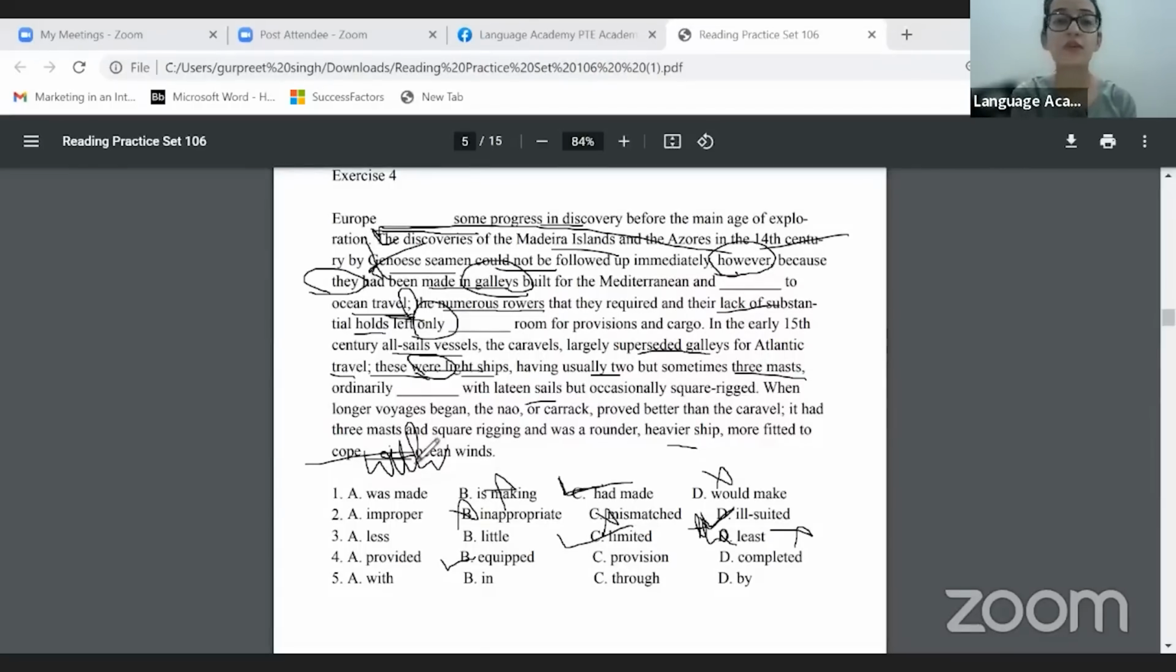Can we say Europe was made some progress? Europe was made means it should be a passive statement, Meera. So it should be Europe was made by someone, means someone made Europe. That is the meaning of was made here. So go through the concepts of active and passive. That is something which is troubling you.